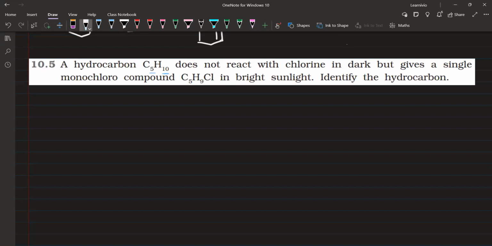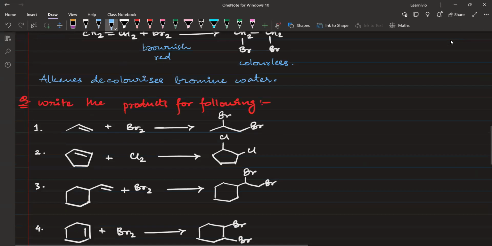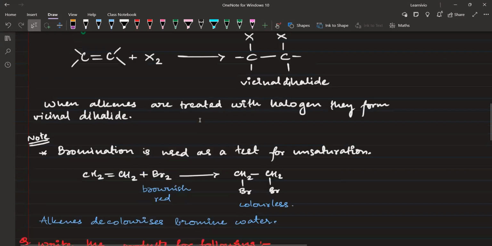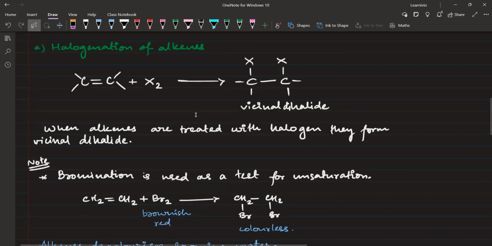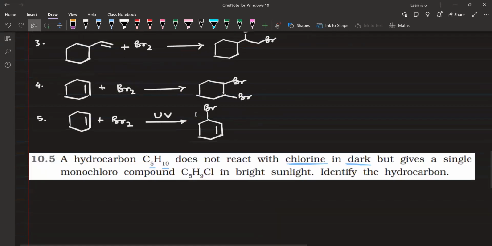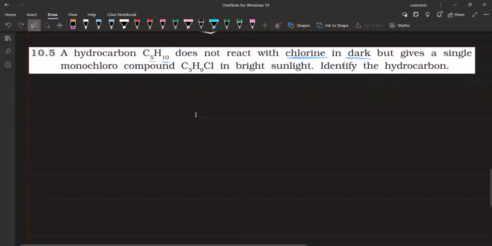So C5H10, but what they are saying, it does not react with chlorine in dark. That means in the absence of light. So when we have alkene, we are not using any light, but it is saying that hydrocarbon C5H10, it seems like alkene, does not react with chlorine in dark. That means it is not an alkene. So what is it? So C5H10, what is it?